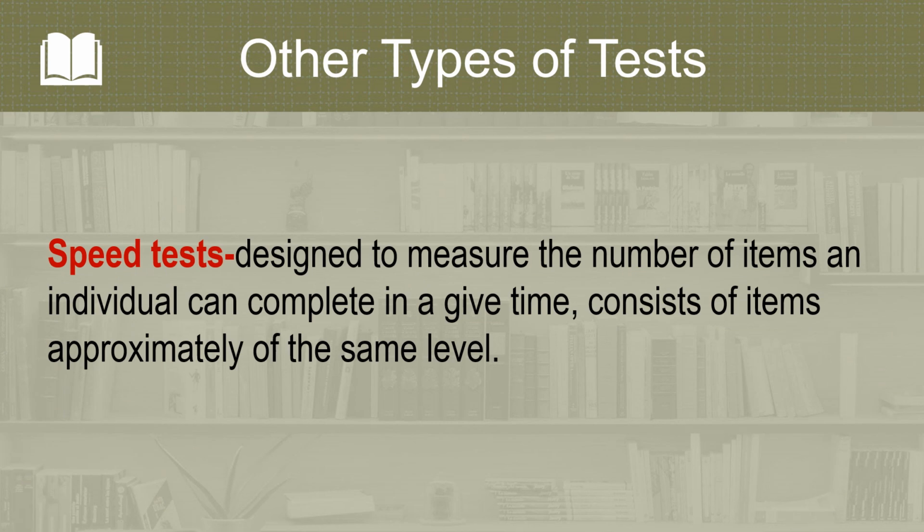In speed test, you are being measured in terms of complexity and time, meaning to say there is no problem in terms of level of difficulty. However, you are being challenged because of the time constraint, meaning to say the time is being decreased. That's why it is called speed test. It consists of items approximately on the same level. However, it varies according to time. So that's the difference between speed test and power test. Again, as a recap, power test, increased level in terms of performance, and then speed test, you are being measured in terms of the amount of time.